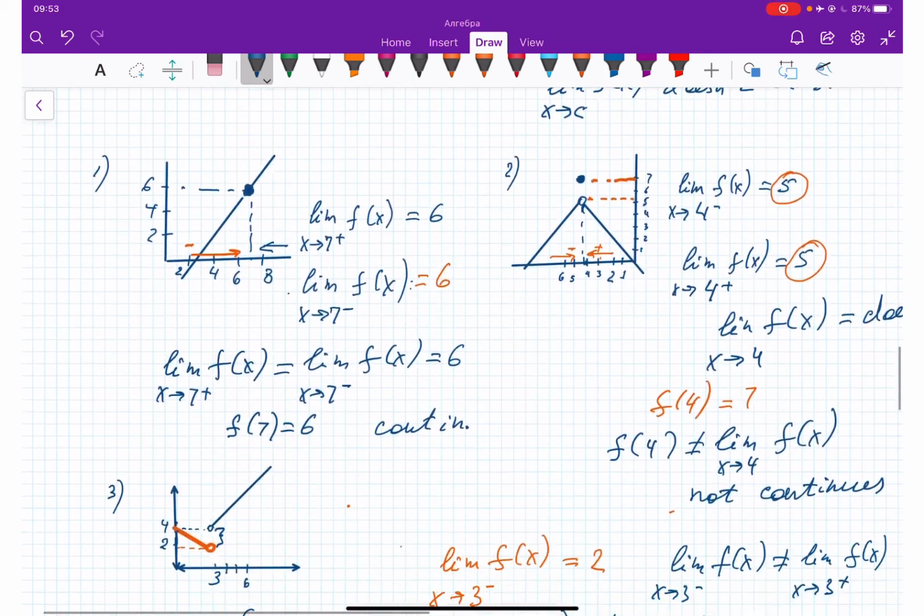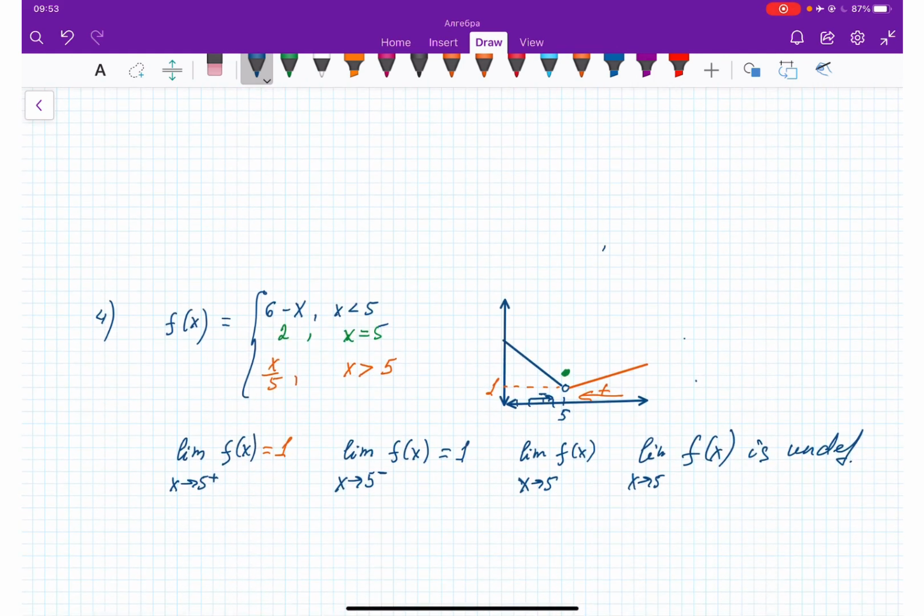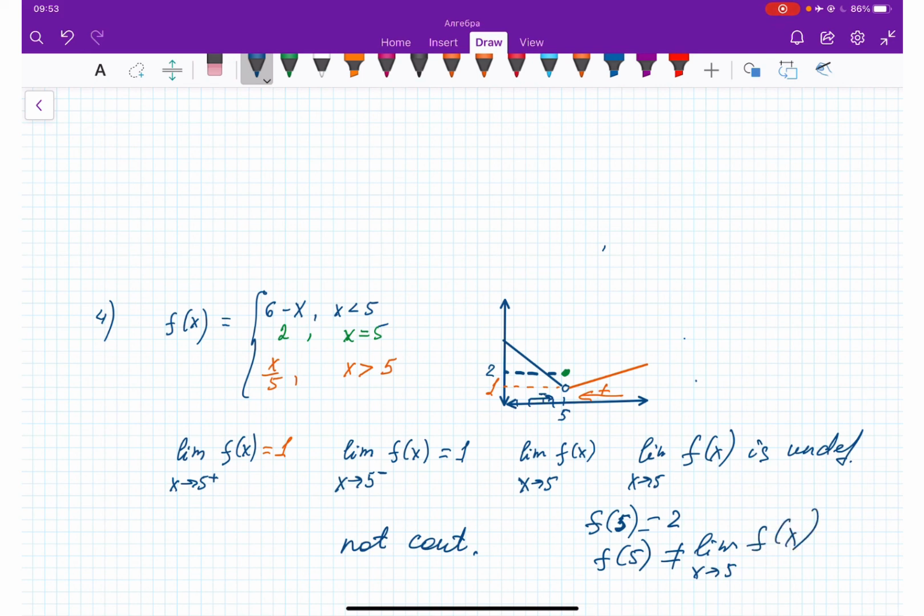All right, so what do we have here? It's undefined when the function is not continuous. Why? Because f of 5 is equal to how much? Let's assume it's 2. F of 5, this green point, is equal to 2. And f of 5 does not equal the limit of f of x as x approaches 5.